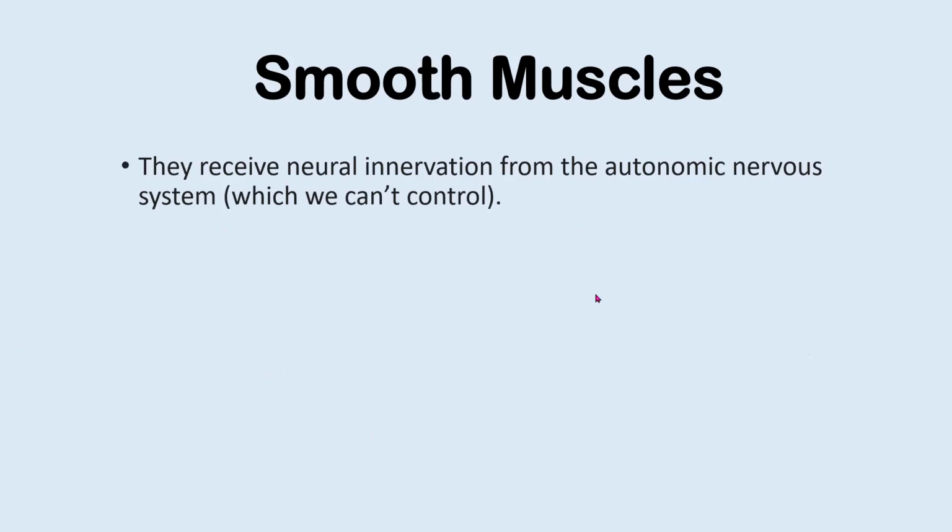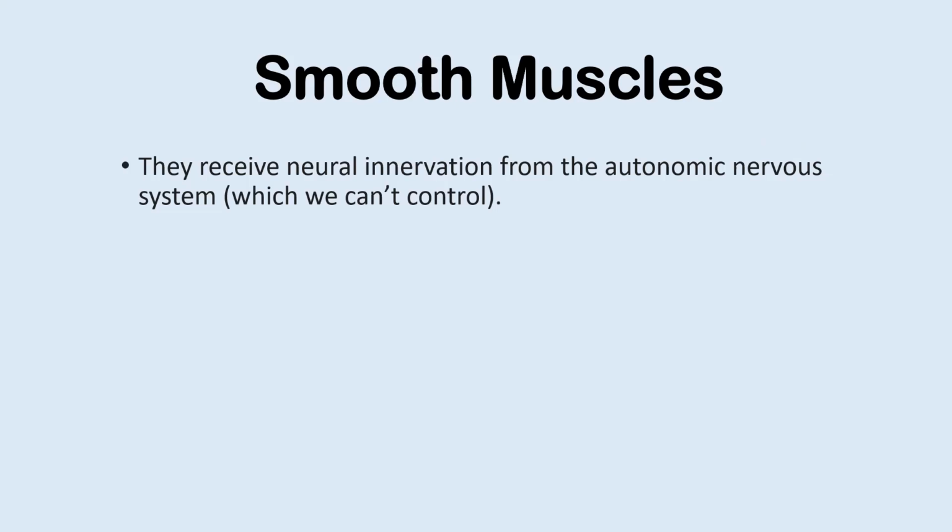Now, when we talk about neural innervation, that is where the nerves come in and they send a message from the brain. So the innervation is where the muscle and the nerve meet. The signal comes from the brain and then goes into the muscle to do whatever has to be done. And it's through what's called the autonomic nervous system. It's a system we can't control, except for those two I mentioned.